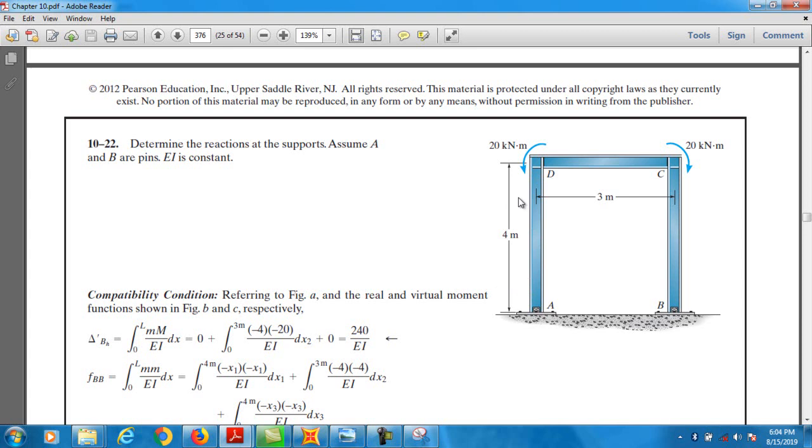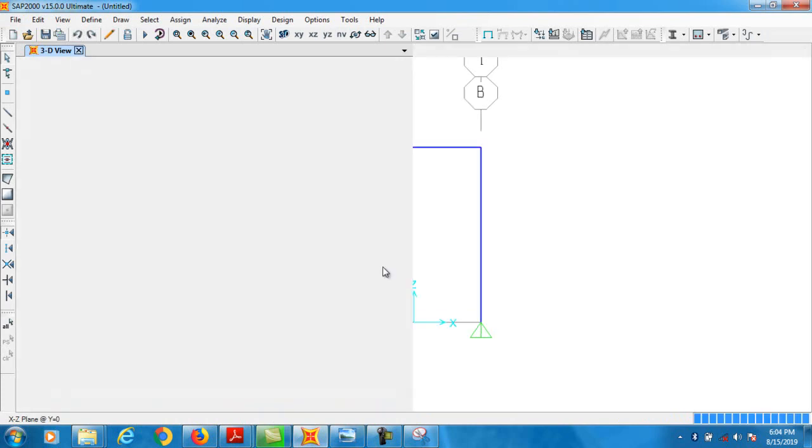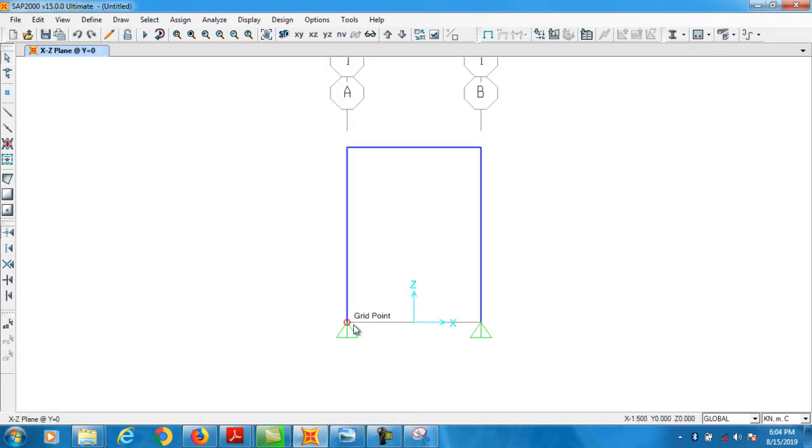This height is 4 meter. So say this is 4 meter. We have number of bay equals to 1, and the bay width is basically equal to 3 meter. Clear? We don't need to edit. So this is the frame. Okay, we have a hinge here. We just need to apply a moment there.